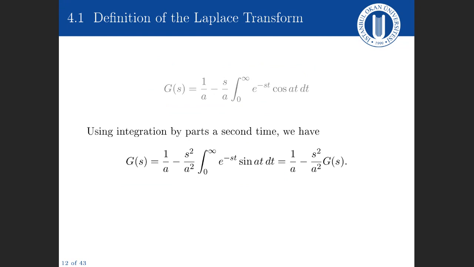For now, I want to point out that what we have just here is exactly the integral that we started with. This is exactly capital G of s. So we've found that G of s is equal to 1 over a minus s squared over a squared, capital G of s, which we can solve to find that capital G of s is a divided by s squared plus a squared. This is the Laplace transform of sine at.